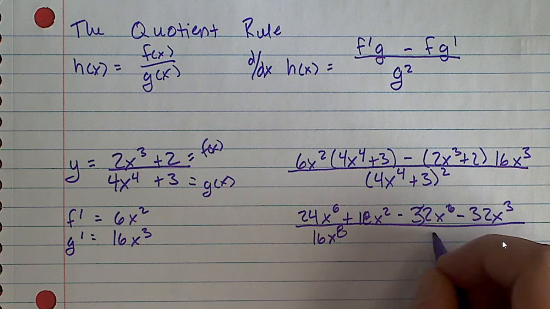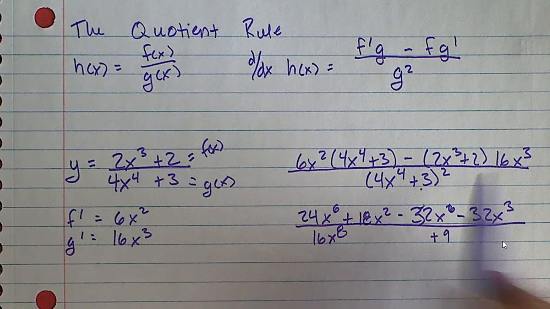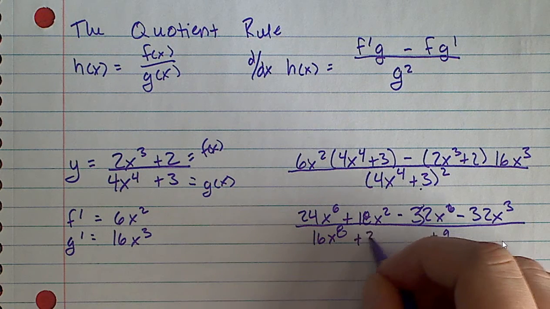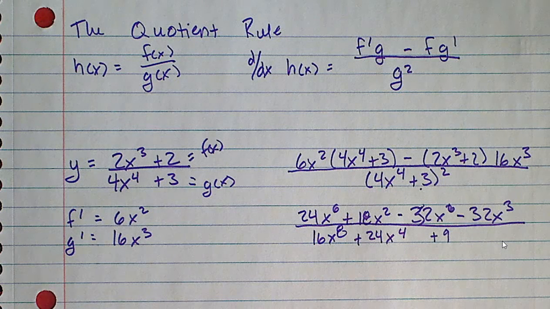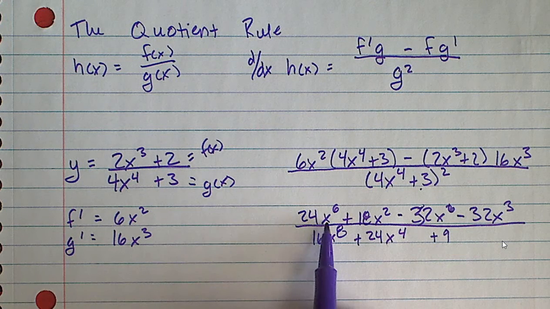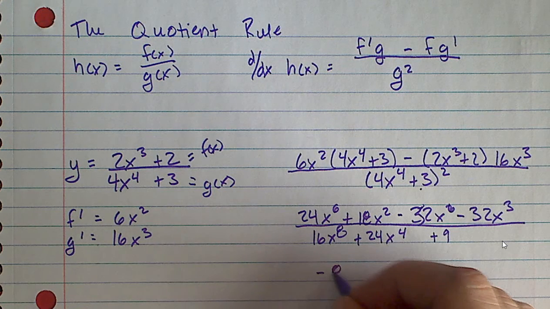But there's a third term that's in the middle. 4 times 3 is 12, and then if I double that, I get 24. So plus 24x to the 4th. Now I can combine some like terms here. So on the numerator, my like terms are 24x to the 6th and minus 32x to the 6th. Yep, so minus 8x to the 6th.